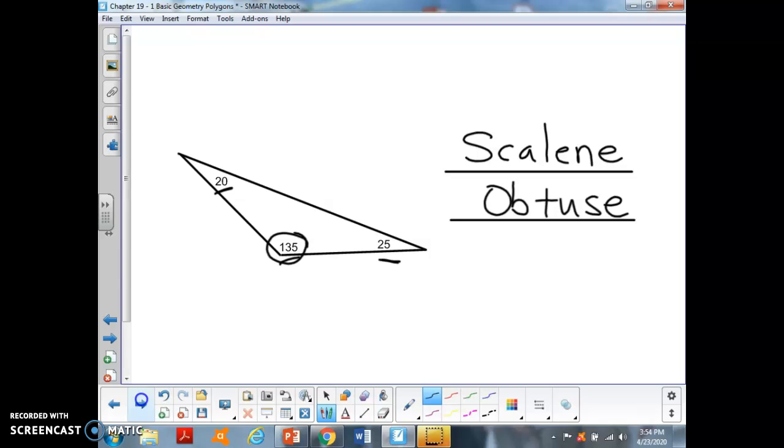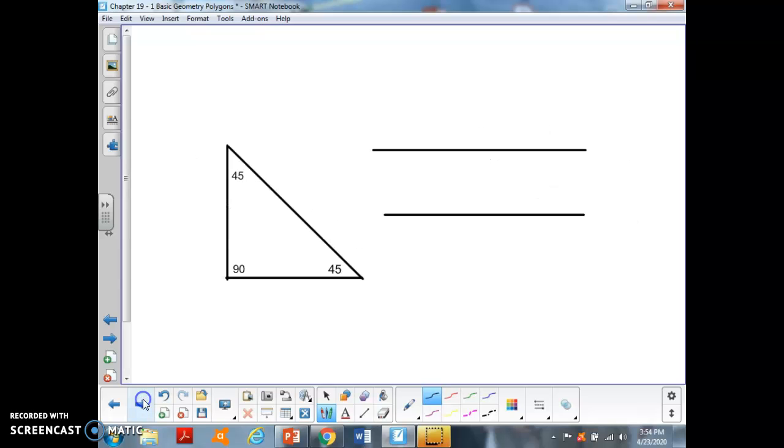So this triangle would be a scalene, obtuse triangle. Two different names for classifying it. Here's another one. The length of the sides, we could measure how far that is, and then measure there, then measure there to check. But we can look at the measurements. Since two of the measurements are the same, there's a 45 and a 45, then I know two of the sides are the same length.